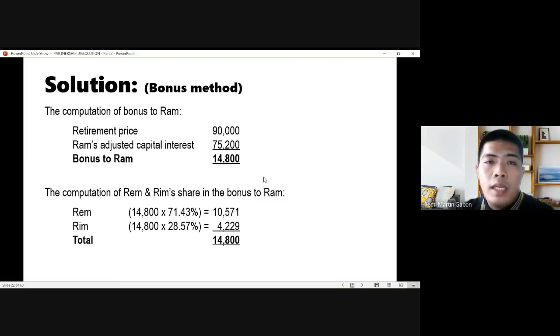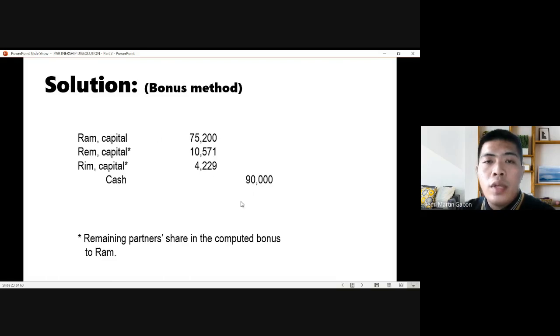Okay? So to take effect in the journal entry the retirement of RAM, debit RAM capital for 75,200, then REM capital and RIM capital for the respective share in the bonus to RAM: 10,571 for REM and 4,229 for RIM. Then credit cash for 90,000 for the agreed retirement price of RAM's adjusted capital interest. Okay.